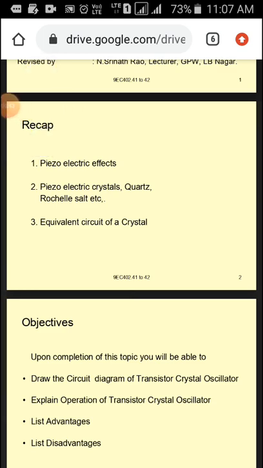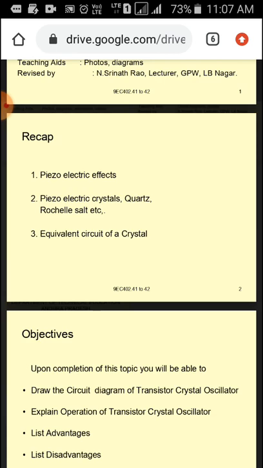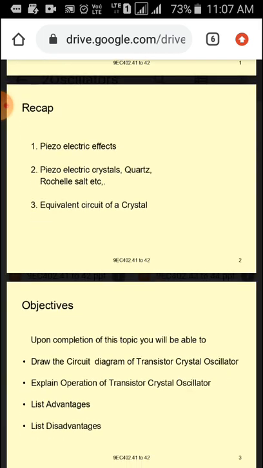And in the last class, we continued with the Colpitts oscillator and Hartley oscillator. We discussed the full operation of the Colpitts oscillator and Hartley oscillator in the last class. Now we are going to discuss the crystal oscillator. In this, as a recap: piezoelectric effects, piezoelectric crystals, quartz, Rochelle salts, etc.